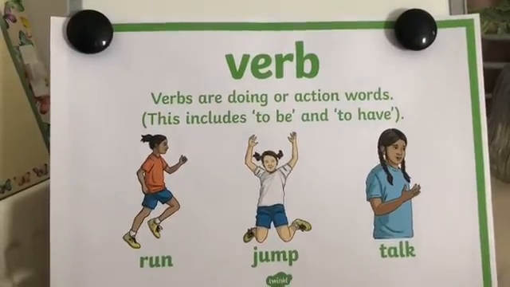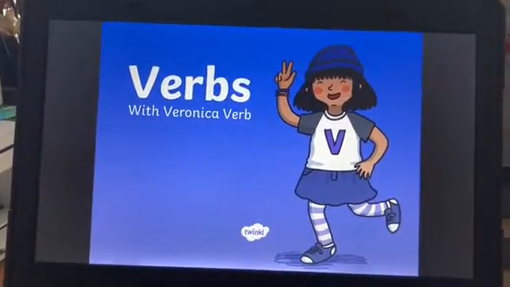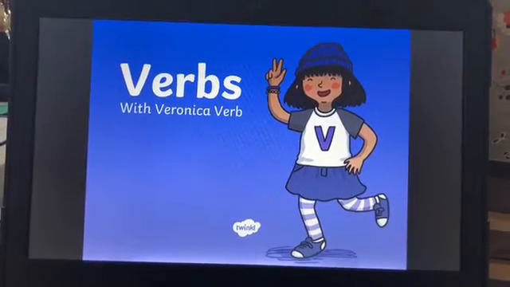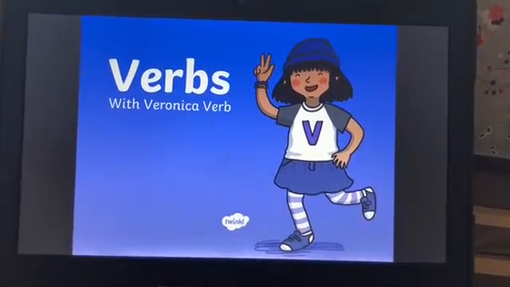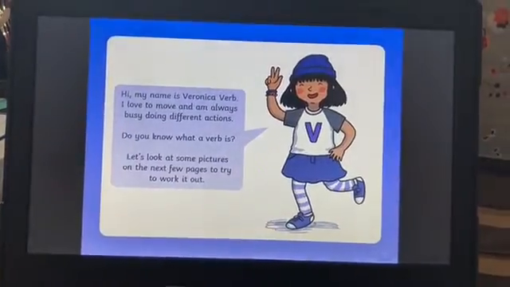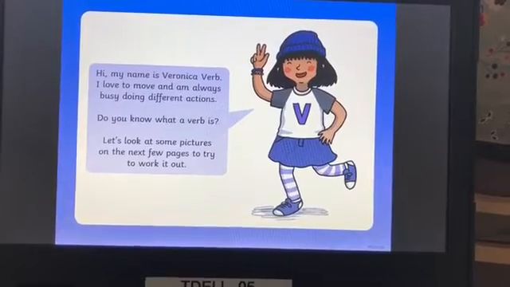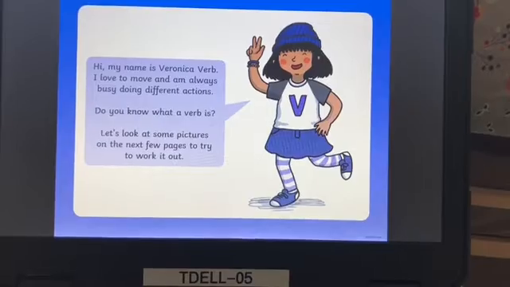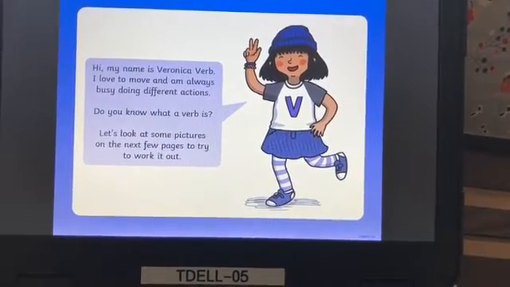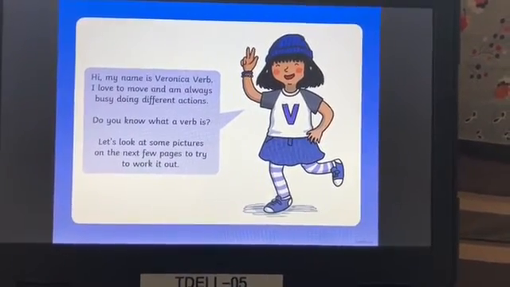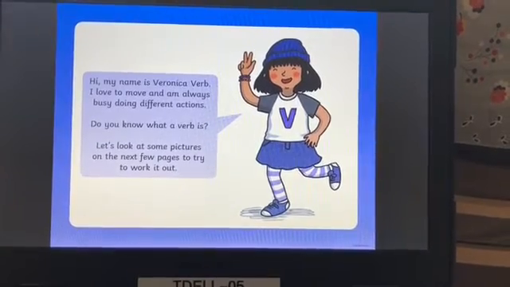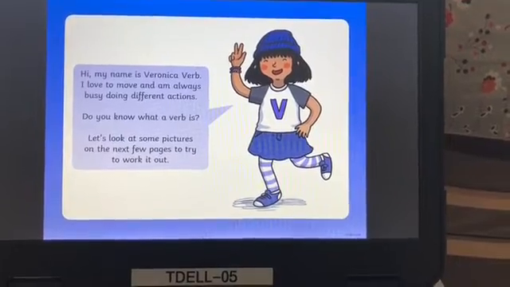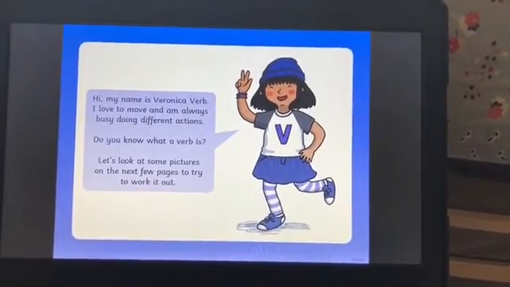So now we will look at the PowerPoint. So here is the PowerPoint. We're going to be looking at verbs with Veronica. This PowerPoint is available for anyone to have a look at on Twinkle. First of all, hi, my name is Veronica Verb. I love to move and I'm always busy doing different actions. Do you know what a verb is? Can anybody answer that? We have just discussed it. Let's look at some pictures on the next few pages to try and work out what a verb is.